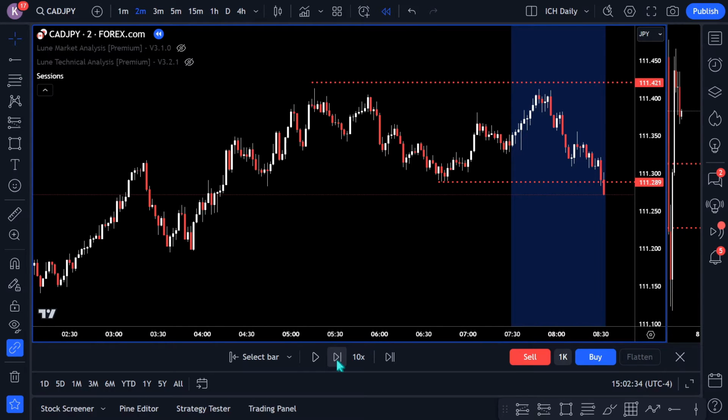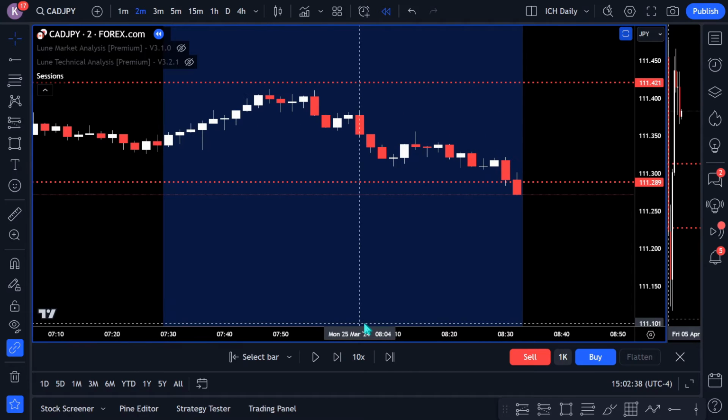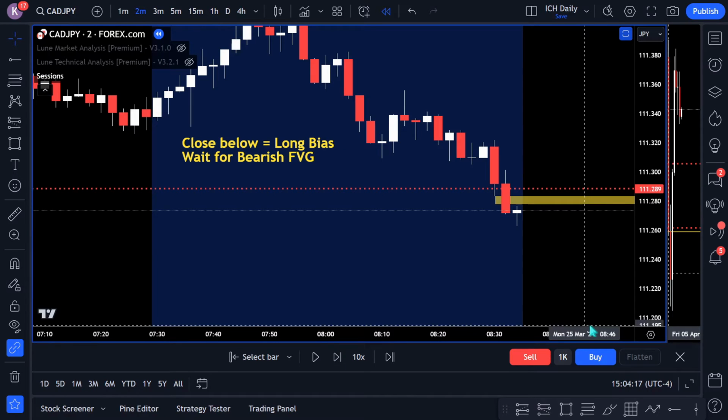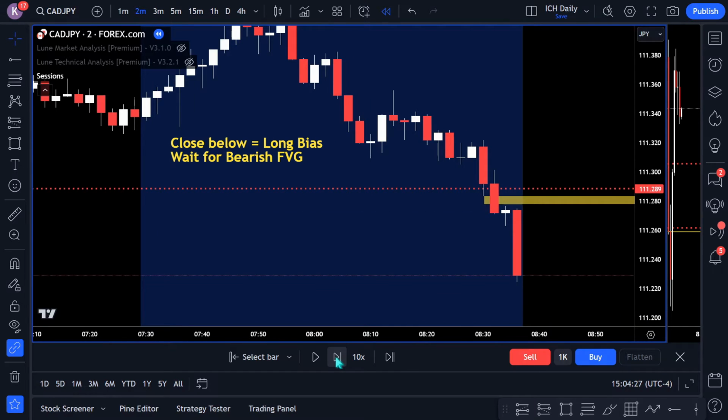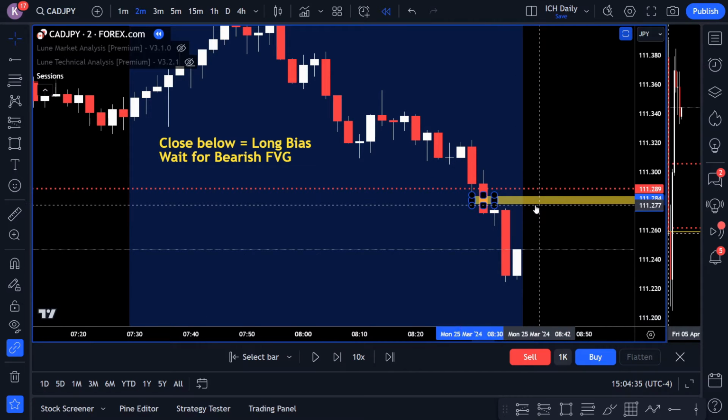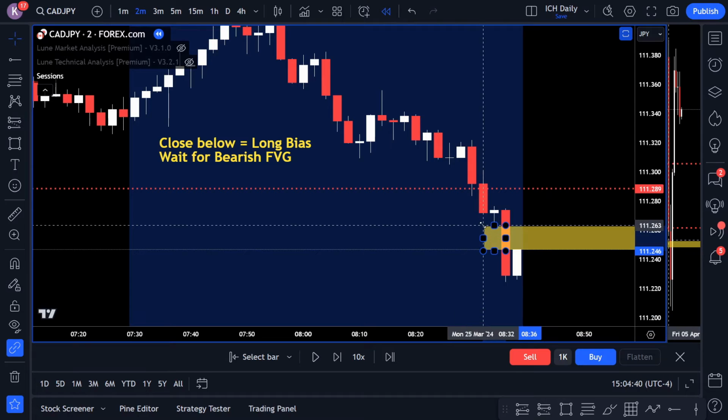So we wick through, but now we finally get a close below. We close below, so now we have a bullish, a long bias. We have our level. Now we need to wait for a signal. The signal is a bearish fair value gap. We see there's no overlap between these two candles, so this is a fair value gap. We're no longer going to use this higher fair value gap. We just got a new lower one.